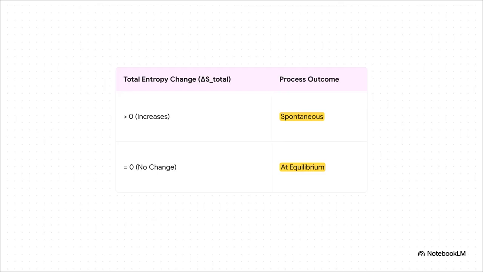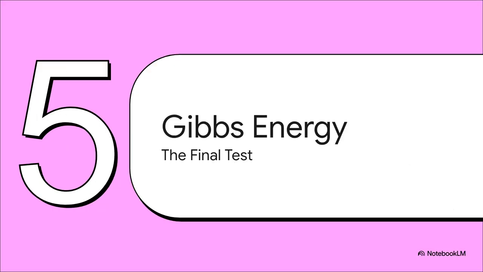And this, right here, is the unbreakable, non-negotiable law of the universe. For any process to happen on its own, the total entropy of the universe has to go up. The overall disorder of everything must increase. If the total change is zero, well then nothing happens. The system is in a perfect standoff, what scientists call equilibrium. Now, you might be thinking, trying to calculate the entropy change for the entire universe every single time sounds a little bit difficult. And you'd be right.